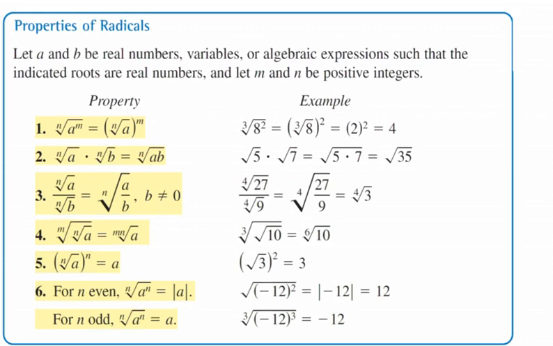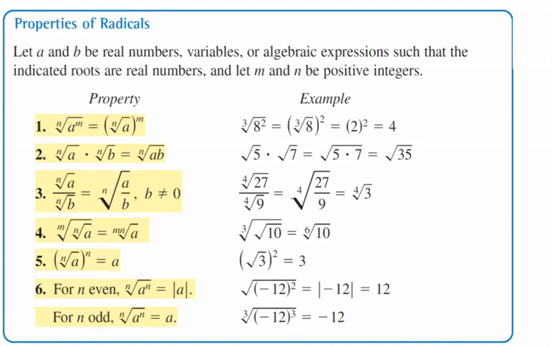In this video, we're going to talk about the properties of radicals. And then we will use some of those properties of radicals to simplify some radical expressions. So let's take a look at our list of properties here.